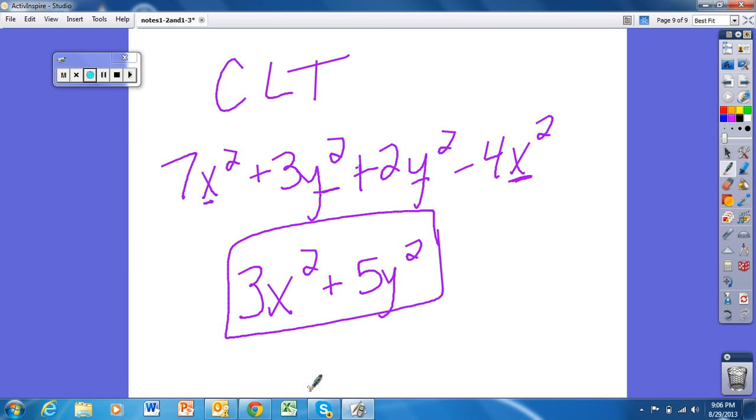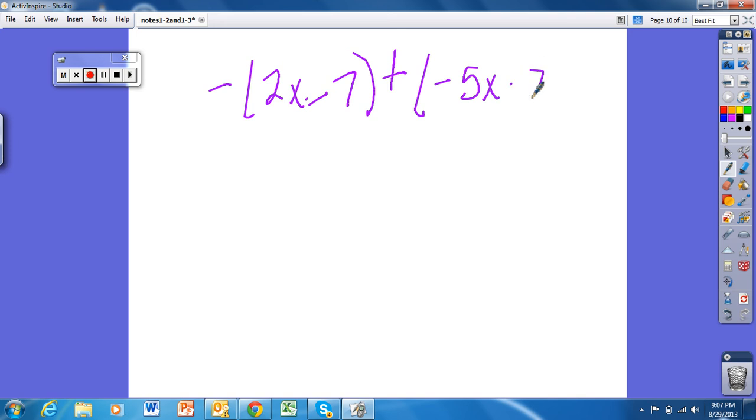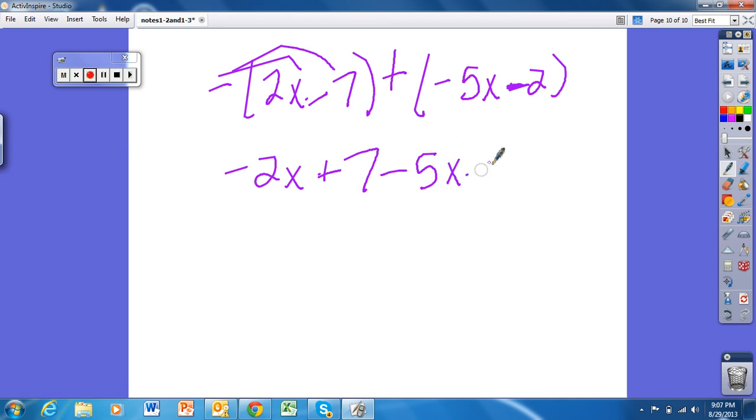Let's try another one. How about negative 3 times 2x minus 7 plus negative 5x minus 2. So we have to distribute this negative 1, so we end up with negative 2x plus 7 minus 5x minus 2. Your like terms are negative 2x and negative 5x, which is negative 7x. 7 minus 2 is plus 5.